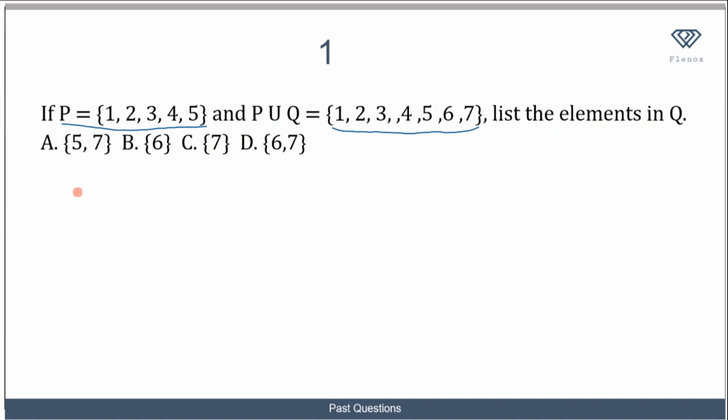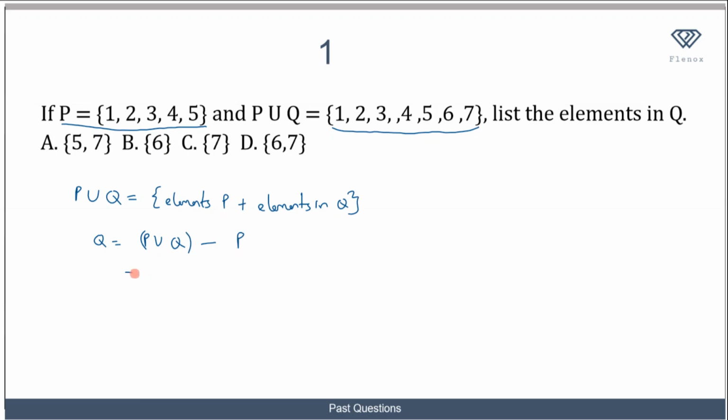So now if you recall, P union Q means the elements in P plus the elements in Q. So P union Q consists of both elements that are in P and elements that are in Q. So therefore, the elements in set Q will be equal to the elements in P union Q less the elements in what?